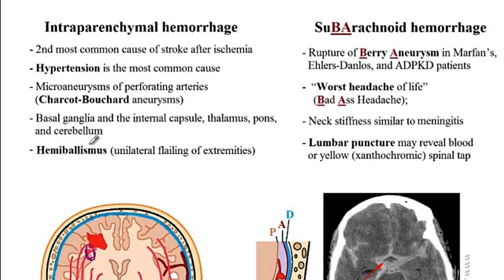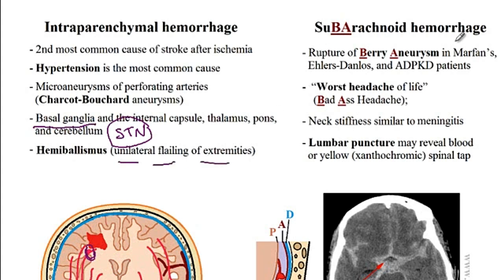Now, the most common sites of the brain that can undergo intraparenchymal hemorrhage are the basal ganglia, internal capsule, thalamus, pons, as well as the cerebellum. Now, if the hemorrhage is inside the subthalamic nucleus of the basal ganglia, it will cause hemiballismus, which presents with unilateral flailing of the extremities. So again, basal ganglia is one of the most common sites of intraparenchymal hemorrhage, and if the subthalamic nucleus is affected, it will cause hemiballismus, which presents with unilateral flailing of the extremities.